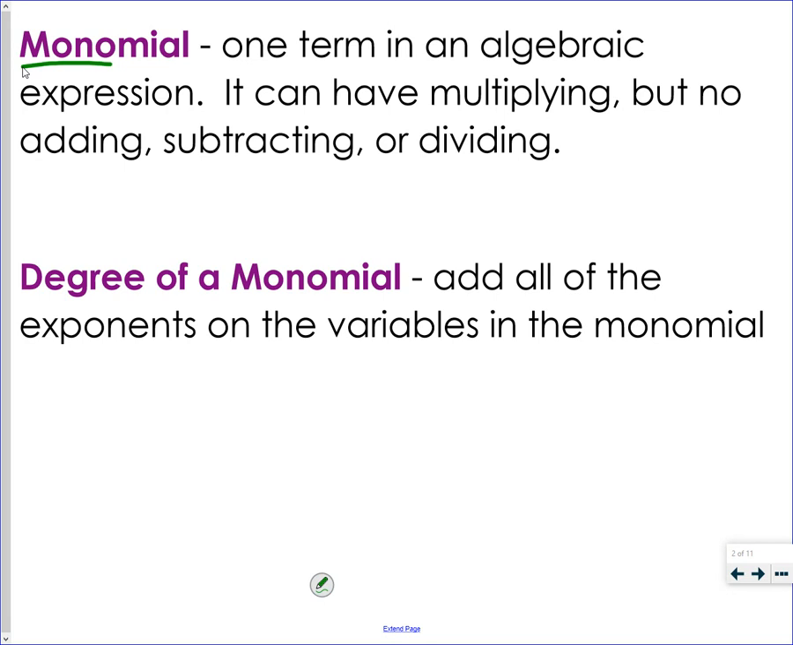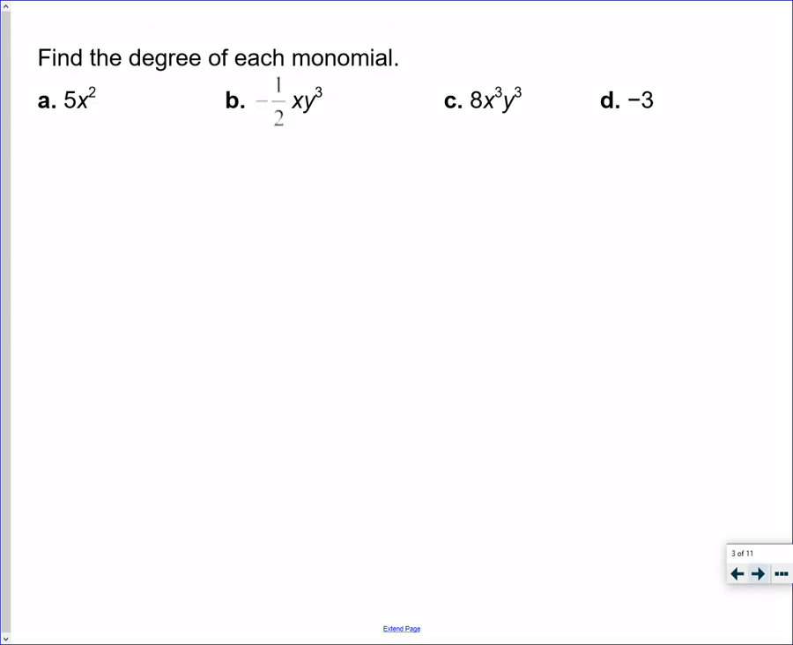subtracting or any dividing. The degree of a monomial is, I'll take all of the exponents on all the variables in that monomial and add them all together. It's going to be the sum of all of those exponents. So in these examples, each of these is a monomial. I've got variables, I've got numbers. I realize that the -1/2 looks like it could be a division if we're not careful. It's just a number though. -1/2 is just a number.